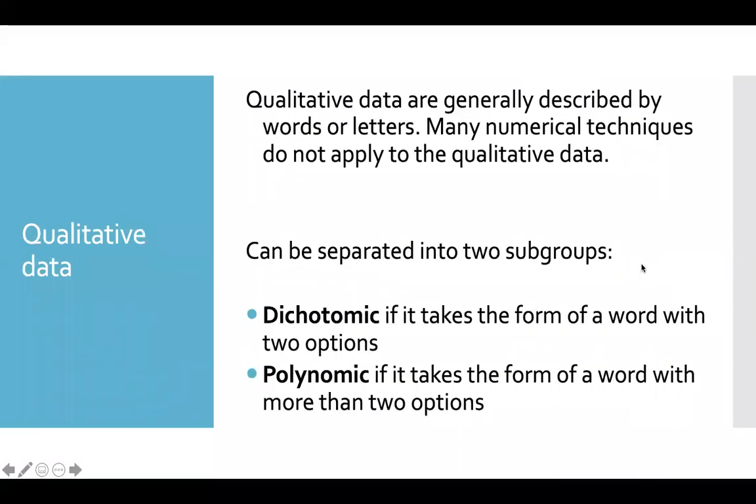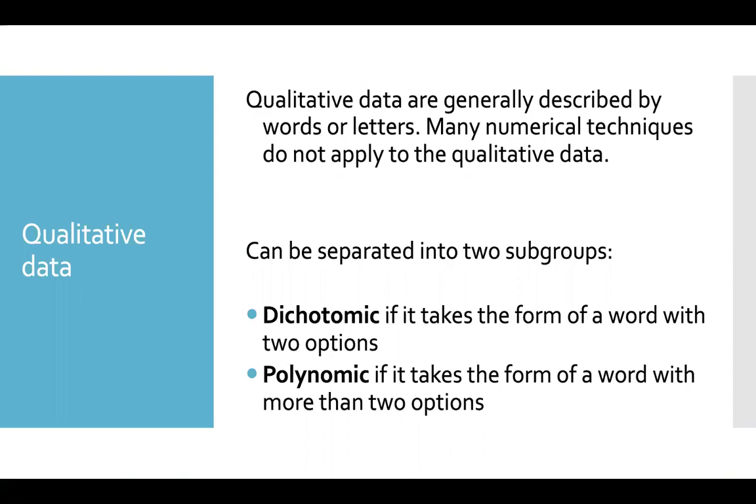Now, if you just bifurcate, qualitative data is generally seen in words or letters. Many numerical techniques which you have heard of, like standard deviation, mean, median, and taking the variance, cannot be applied on qualitative data, right? It's very difficult for you to apply those techniques on it because it cannot be measured on a numerical scale.